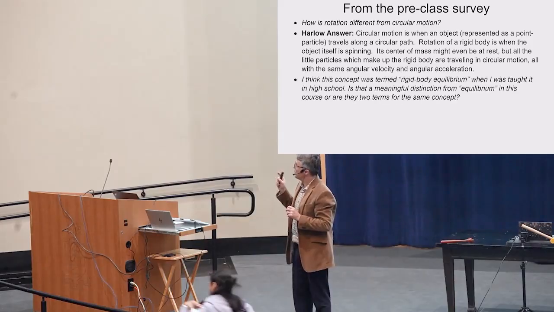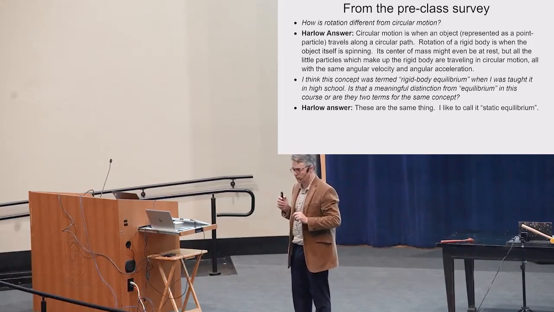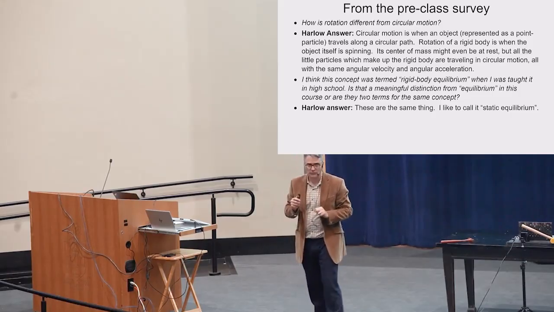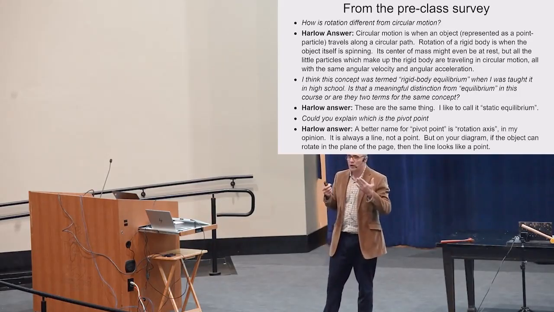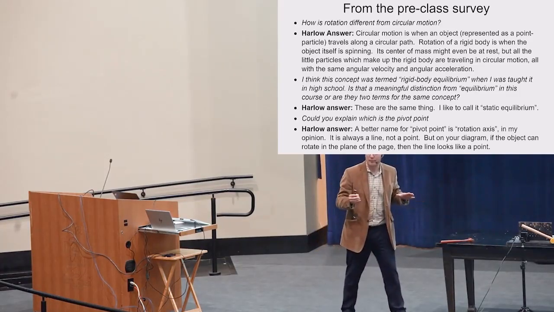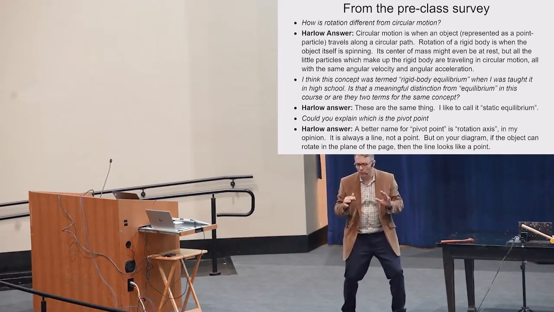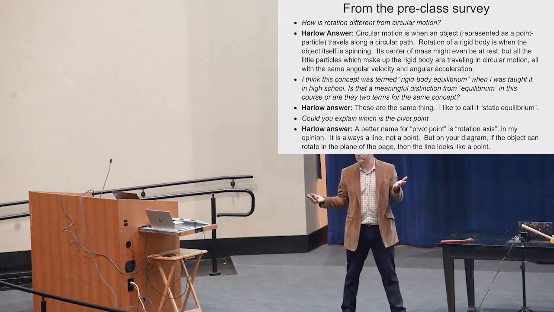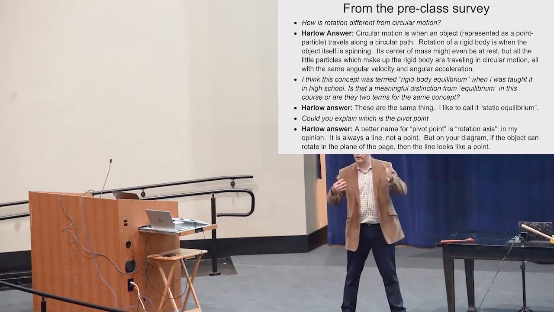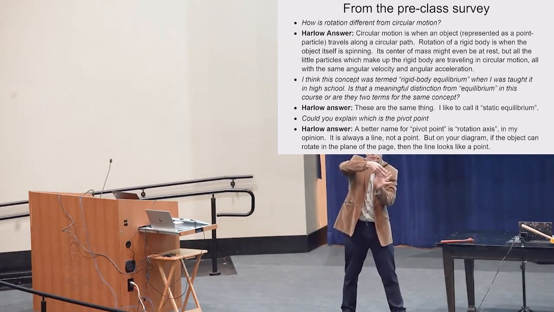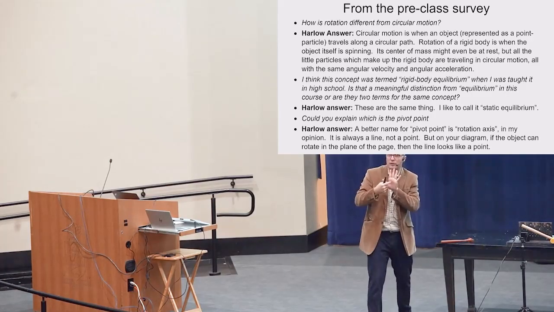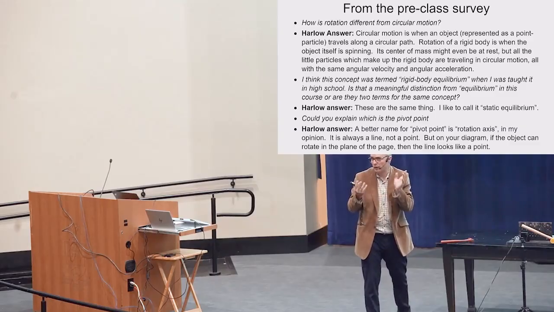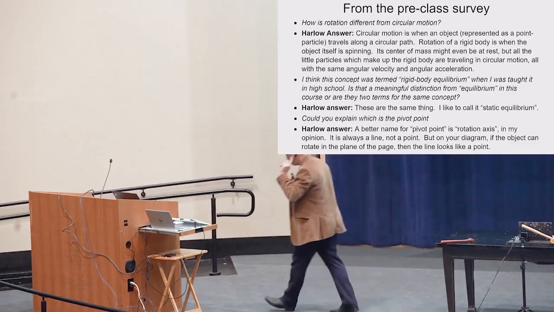I think the concept was termed rigid body equilibrium when I was taught in high school. Is that the same thing, or is it slightly different? I think it's the exact same thing. If you've learned about that, I call it static equilibrium, but it's all the same. And the pivot point, I think once again a better name for the pivot point is rotation axis, because it's always a line in real life. But often when we draw it on a piece of paper, the rotation is happening in the plane of that paper, and so that line comes straight out of the paper, and that's why it looks like a point. Your textbook calls it the pivot point, but just keep in mind that it's a line.